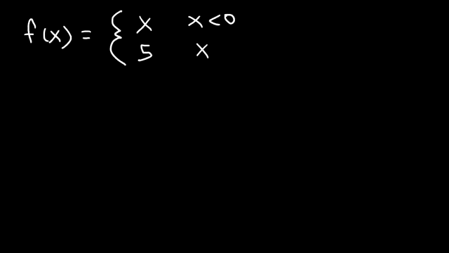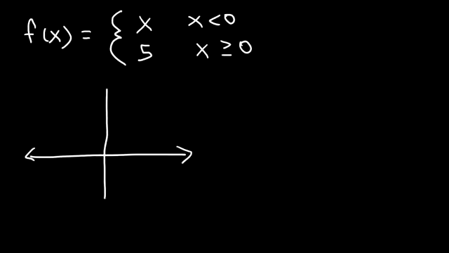In this tutorial, we're going to focus on graphing piecewise functions. So let's start with this particular example. f of x is equal to x when x is less than 0, and it's equal to 5 when x is equal to or greater than 0. Now let's graph these two functions separately so we can get an idea of what they look like.